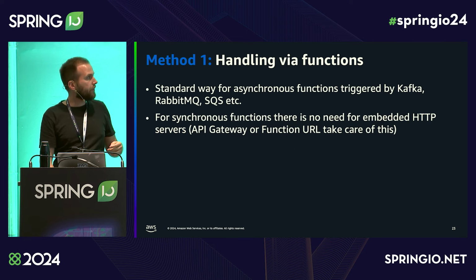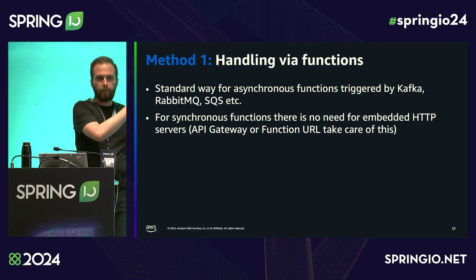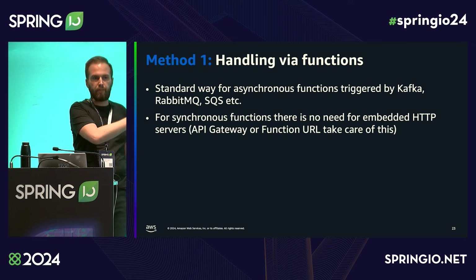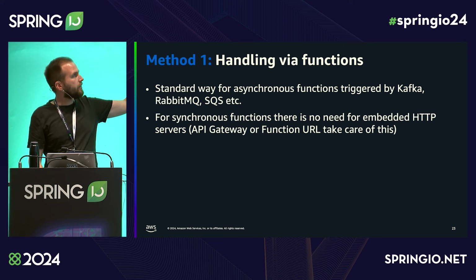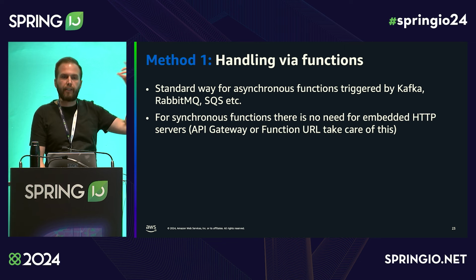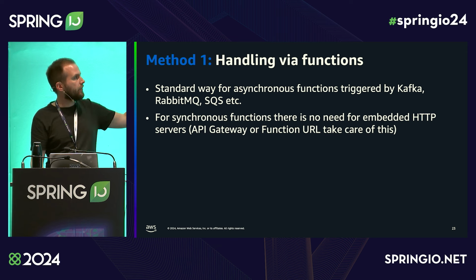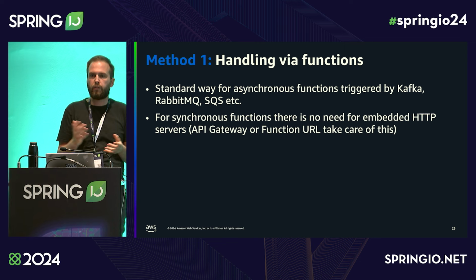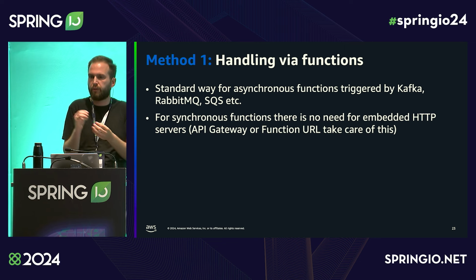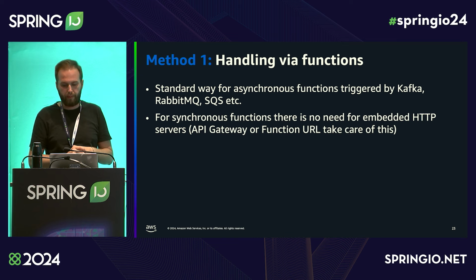So let's recap. This functional approach of writing the Java code for Lambda, really working with Java functions, is the standard way when you think about handling events from Kafka. As we said, we always get that input event depending on the source. And for synchronous functions, the cool thing is we don't need an embedded HTTP server anymore. There's no need for Tomcat or anything, because we already get the actual event when processing it.